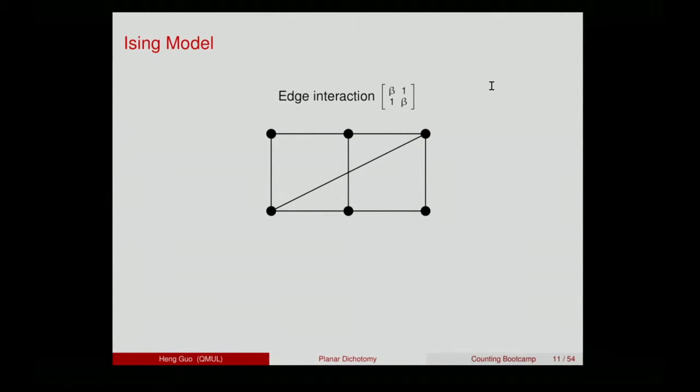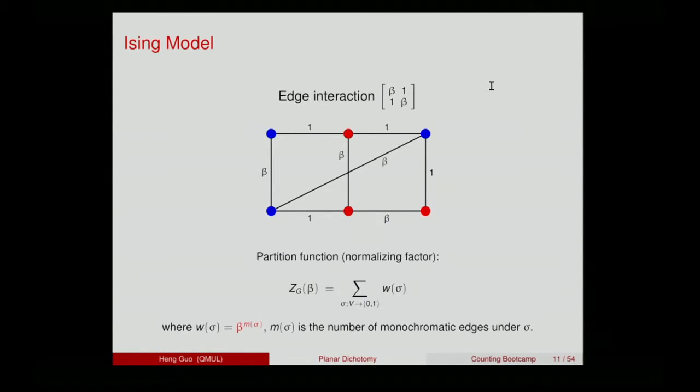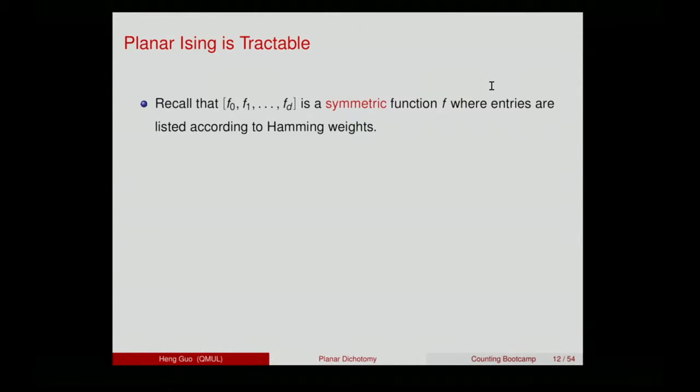So the Ising model gives some edge interaction, beta, 1, beta, and we give an assignment to every vertex, like 0, 1, or blue or red, or plus-minus spins or states or whatever. We have these interactions: if they are equal, give beta; if they are unequal, give 1. For each configuration we have a weight, which is the product over all edges. The probability of a particular sigma is proportional to the weight. And we are interested in calculating this partition function, which is the sum over all possible such configurations. Planar Ising without field is a tractable problem.